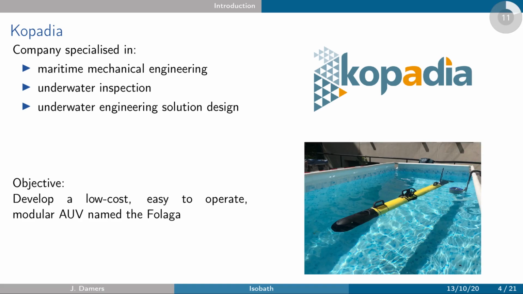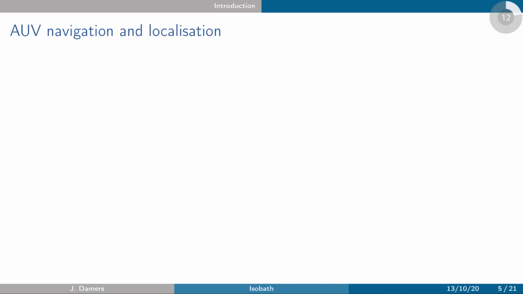The objective now is to develop a low-cost, easy-to-operate modular AUV named the Folaga, based on the Folaga developed by Graaltech, but it has been modified with thrusters, two thrusters at the back and thrusters here and here to move round and to go up and down, and with a new algorithm to operate.